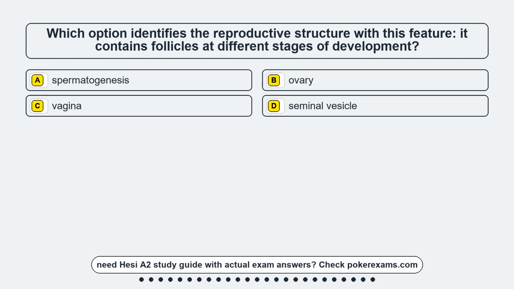Question 1. Which option identifies the reproductive structure with this feature? It contains follicles at different stages of development. Option A, spermatogenesis. Option B, ovary. Option C, vagina. Option D, seminal vesicle. The correct answer is option B, ovary.